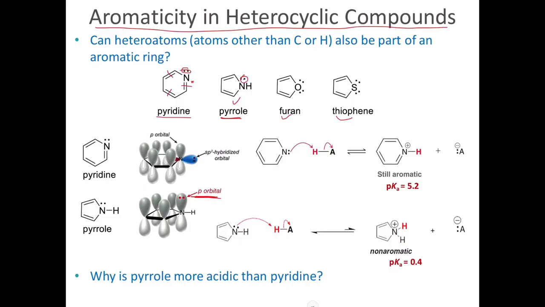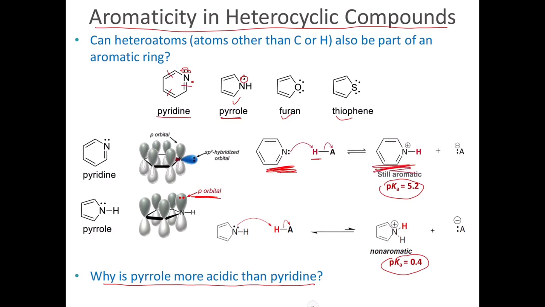Now, why is pyrrole more acidic than pyridine? Okay, look at pyridine here. The pKa is 5.2. Pyrrole, the pKa is 0.4. That's a big difference, okay? So then, how can we justify the difference that we see here? Now, pyridine can participate in a proton transfer, so it's going to act as a base. It does the proton transfer, and after that, it is still aromatic.